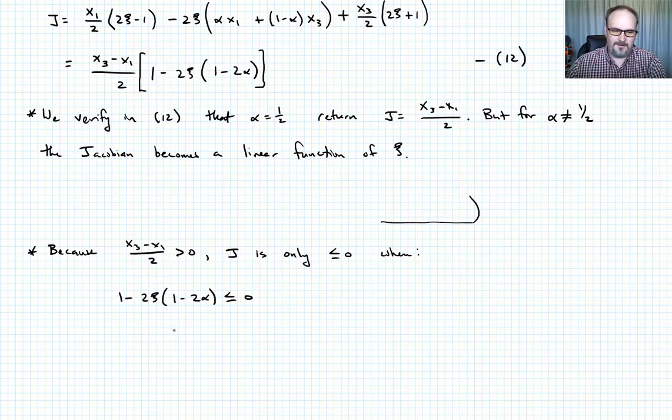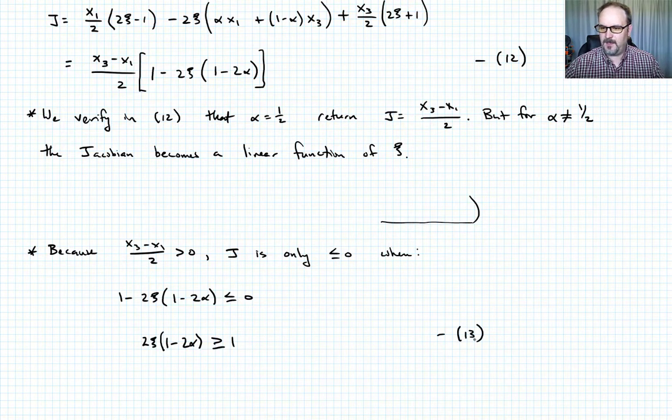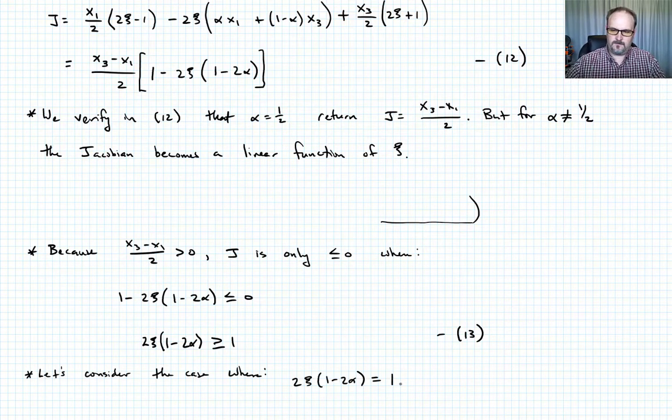We can do a little massaging and just basically move this 1 to the other side and then multiply by a negative 1 and find that our criterion for that being negative is 2c times 1 minus 2 alpha being greater than or equal to 1. Call that equation 13. Okay? When that occurs, our Jacobian goes negative. So let's just first consider the case where it goes to 0. If that term, 2c times 1 minus 2 alpha, equals 1, then J equals 0. So let's call this equation 14.